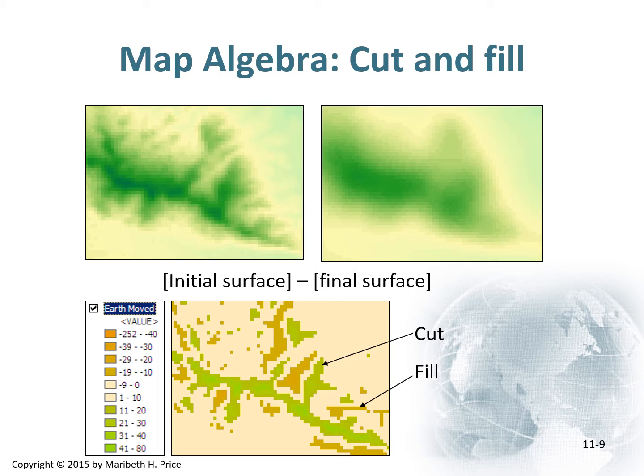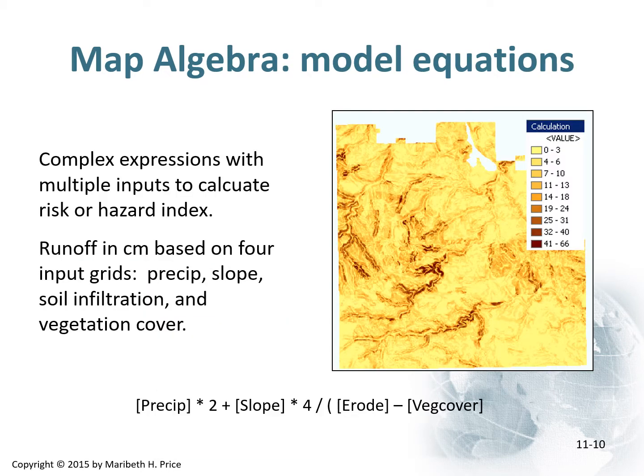But that's what map algebra does. You take the first layer and then you put in the second layer that you want, and it'll show you the areas that increased or decreased in size. You can also use map algebra to model equations, complex expressions with multiple inputs to calculate things like a risk or a hazard index.